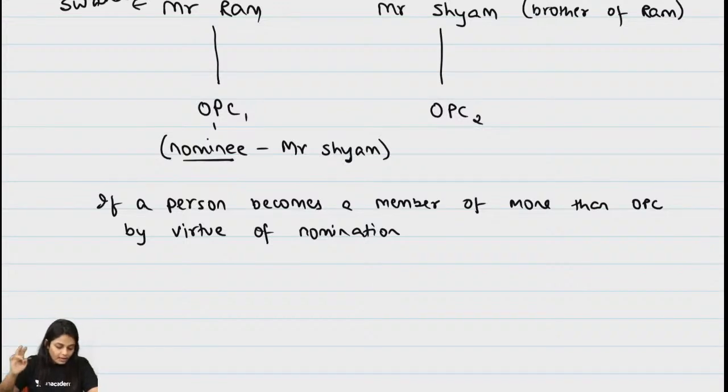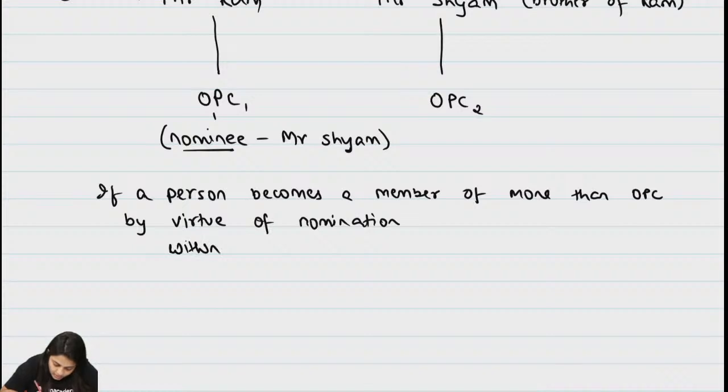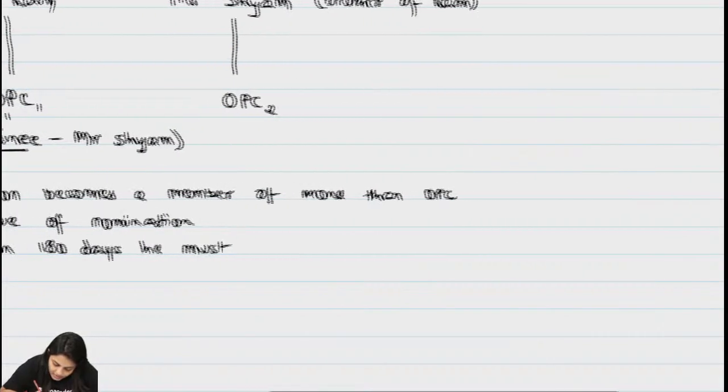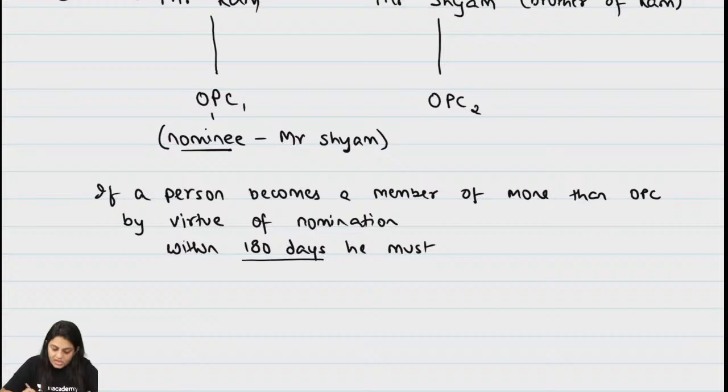So, the reason he is becoming a member of the second OPC is because he was a nominee, by virtue of nomination. Can he continue with both? No. So, if he becomes a member of more than one OPC because of nomination, then within 180 days, he must select any one OPC. If anywhere you see 182 days, it's not 182, it is 180 days. Rather, the Act says he must fulfill the requirements of the Act, that is, select one OPC.